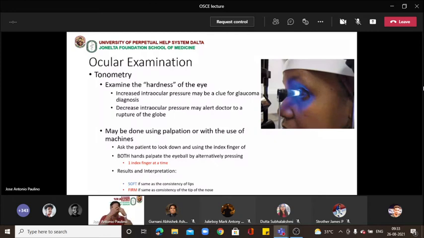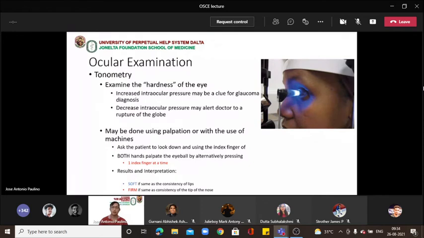One index finger is used to stabilize the globe, while the other index finger is used to palpate the tone. So when we do this, we ask the patient to look downwards because we are palpating the scleral pressure. We do not do the digital tonometry over the cornea because it will give us wrong results. Unlike the Goldmann applanation tonometer, which measures the intraocular pressure through the cornea, when we do the digital tonometry, we palpate over the sclera.